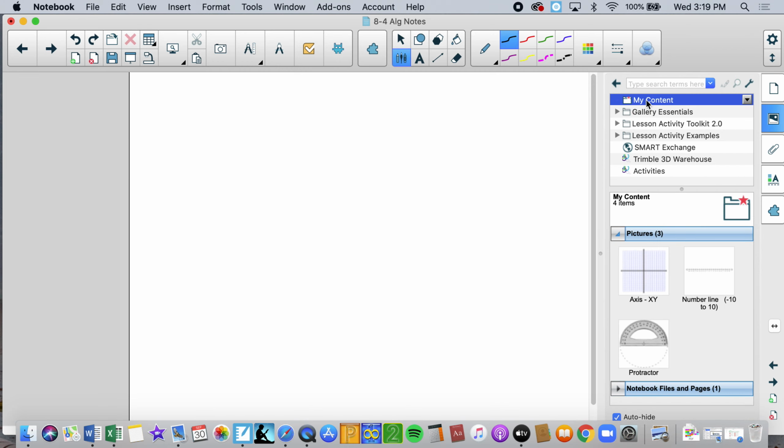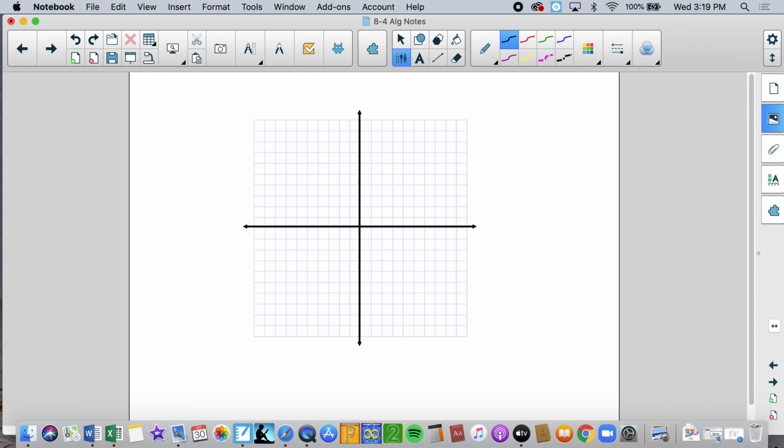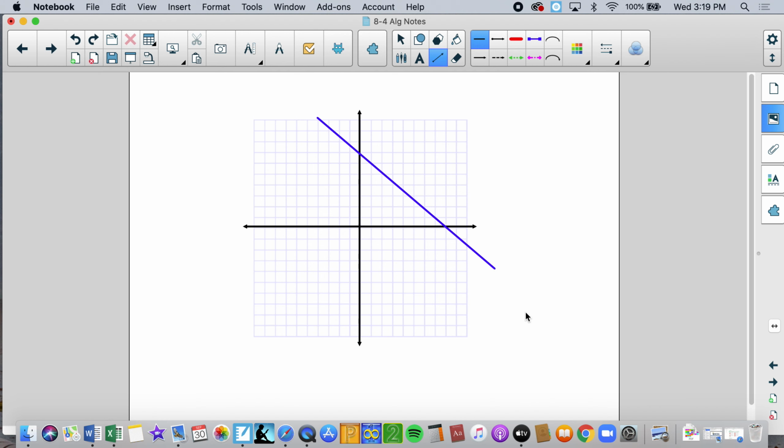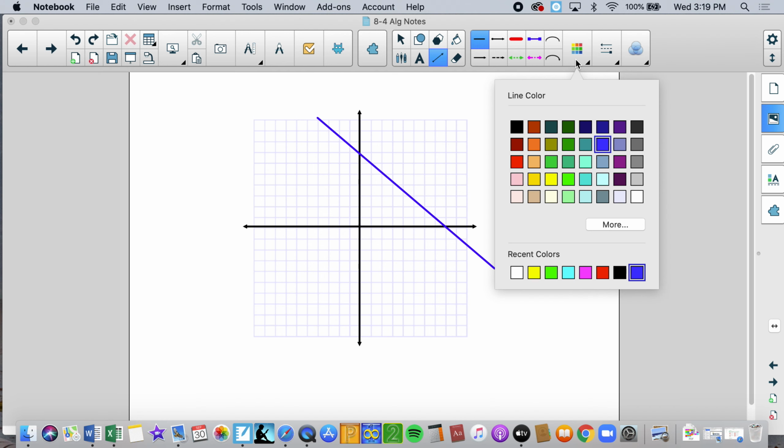If we go to here and we draw a couple lines. Let's draw that line. Let's change the color of that too. Now we need to differentiate colors. Let's do a red one.